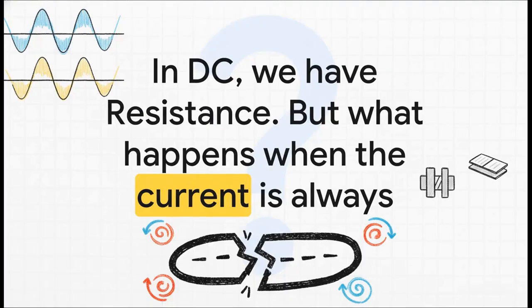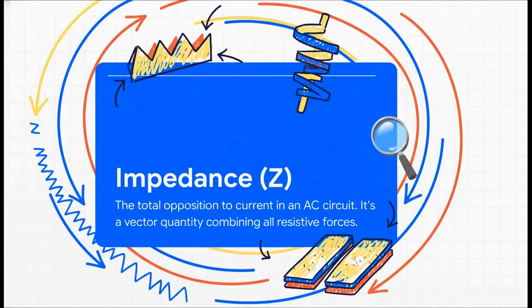If your current is always changing, always flipping directions, does it make sense that a simple roadblock like resistance is the whole picture? No way. As it turns out, there's way more going on. So, in AC circuits, we don't just talk about resistance. We talk about impedance, which we write down as Z.